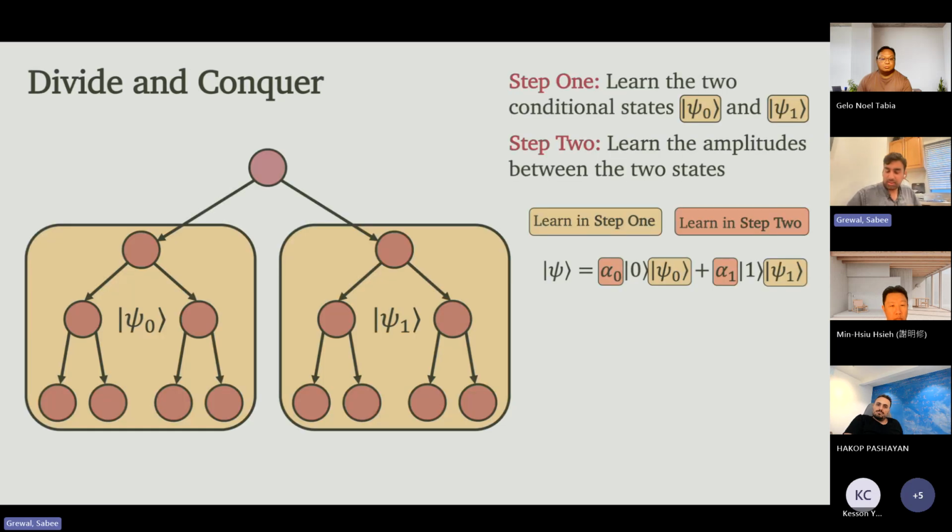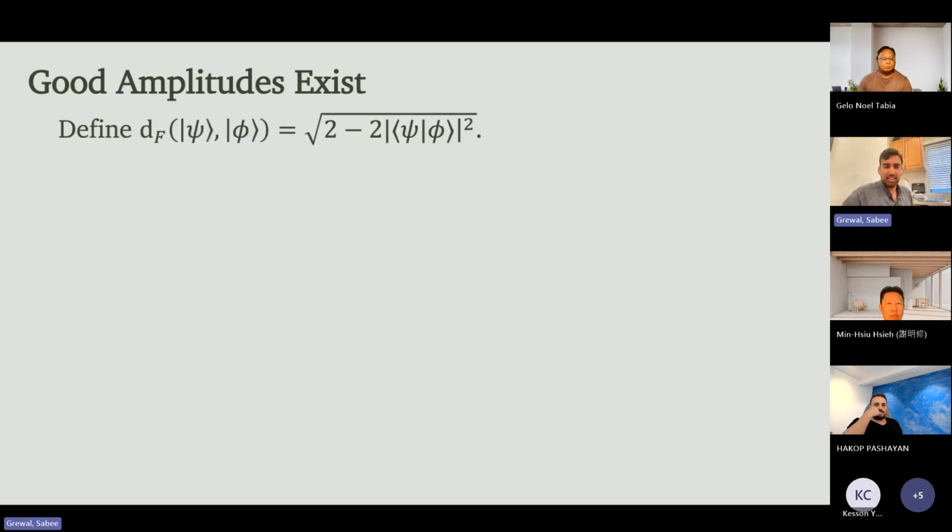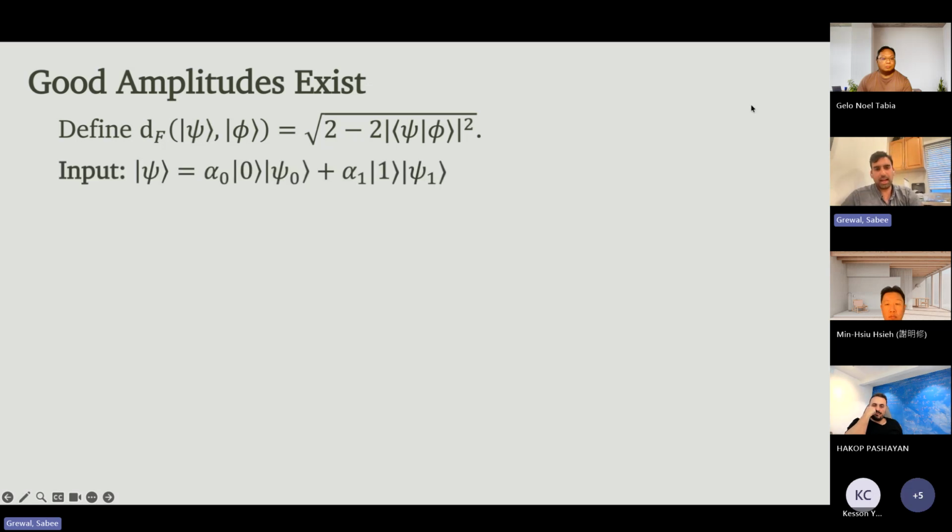So good. The first thing that I want to tell you is that this type of scheme actually works. In particular, if you did learn estimates of psi0 and psi1, there are actually good choices of amplitudes that will produce a good final estimate. So let me say that a bit more technically now. I'm going to introduce this distance measure, d sub f. This is the Frobenius distance between two pure states, psi and phi. And we have our input state psi that decomposes in this natural way.